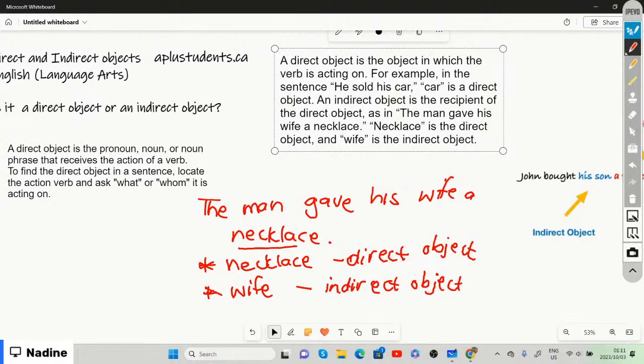Because remember, we said that a direct object, right? It is either a pronoun, a noun, or a noun phrase that receives the action of a verb. And in order for us to find a direct object, we need to ask ourselves what or who is being acted on.